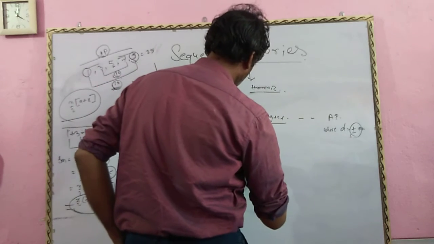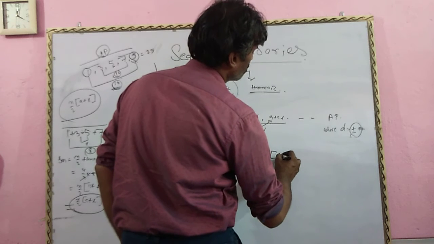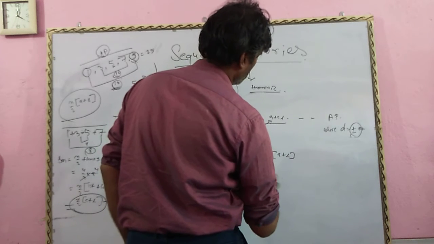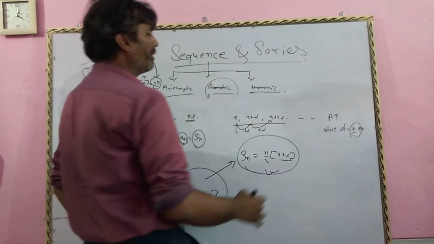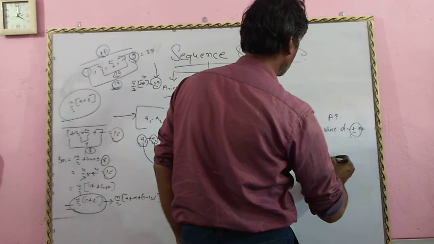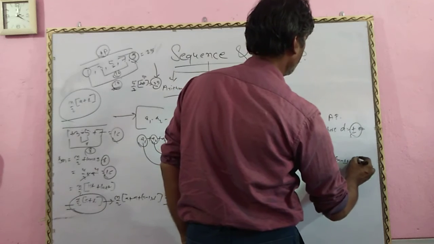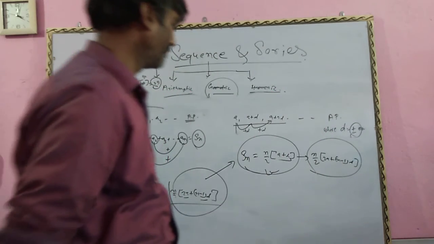Sum of n terms will be n upon 2 times a plus l. You can easily remember it, a plus l, or you can write it as n upon 2 times twice a plus n minus 1 into d. Okay, sum of n terms.